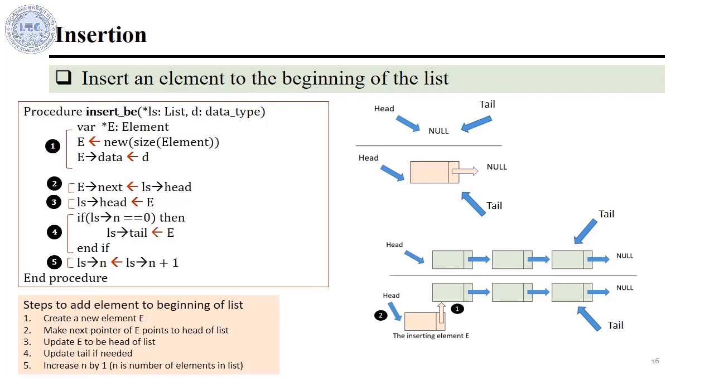And finally, we need to increment the value of n, which is located in the list. So we can use ls to access n, and we add 1 to it, increment by 1. So that's it for how you can insert an element to the beginning of the list.